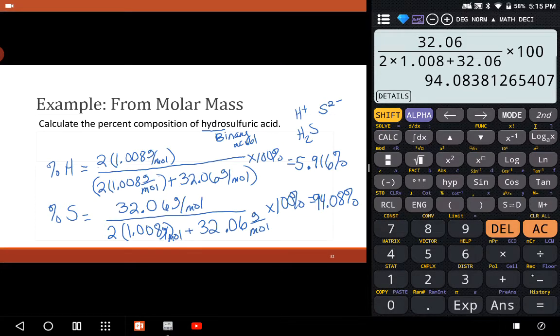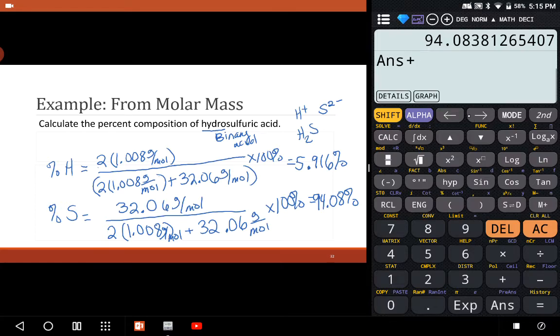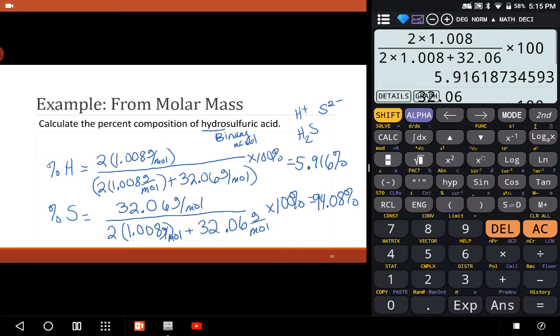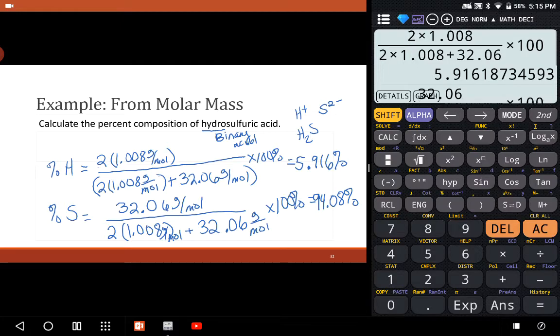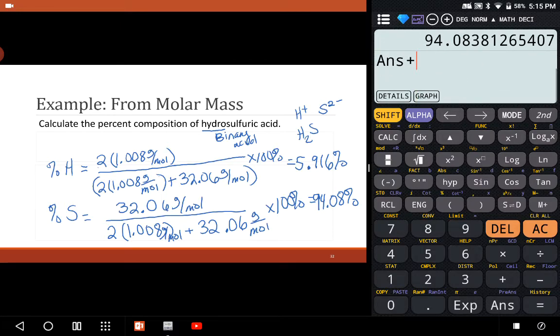And I can double check my previous answer. Let's see if I can grab the previous answer. Nope. Okay, I'll learn how to work this calculator better eventually. But in most calculators, you would be able to scroll back and grab previous numbers to double check that they do add to 100. But mine look like they do-ish. So we're good.